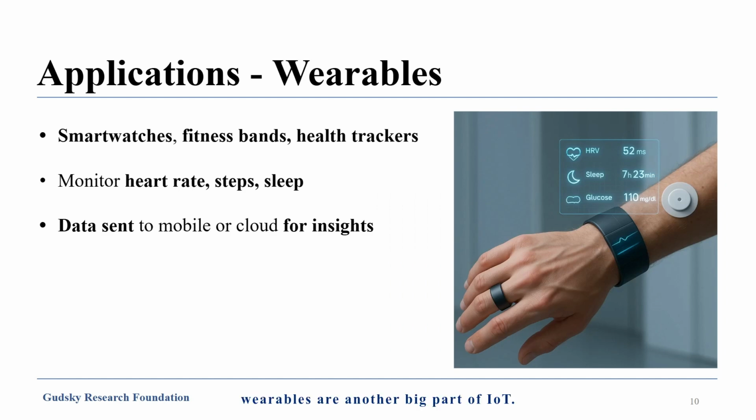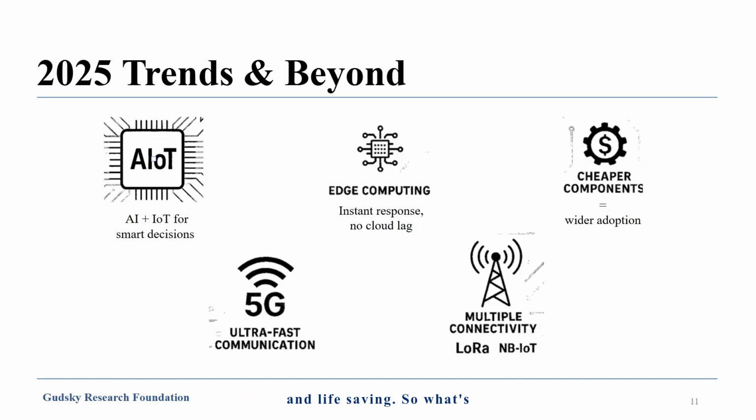Wearables are another big part of IoT. Think fitness bands, smartwatches, or even smart glasses. These gadgets track your health data like heart rate, sleep, steps, and send it to your phone or the cloud. That way, you get detailed insights without doing anything. And it's not just fitness. Doctors and hospitals use the data too for remote health monitoring. So yeah, it's useful and life-saving.